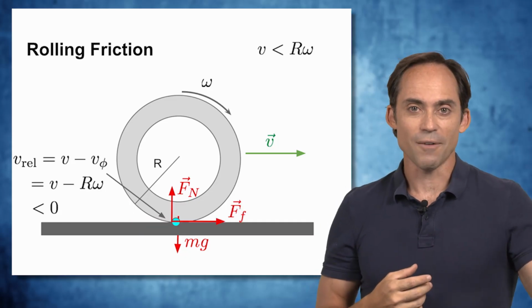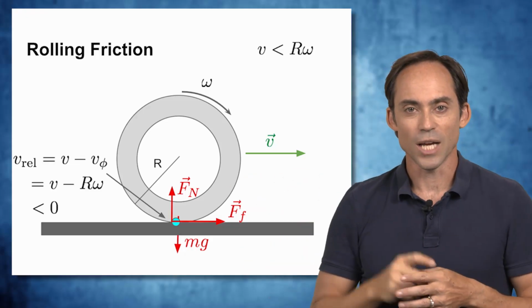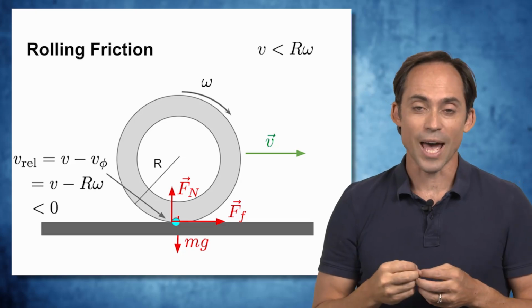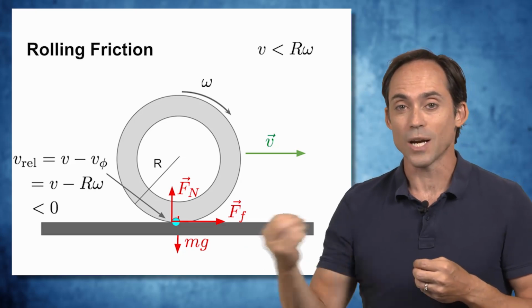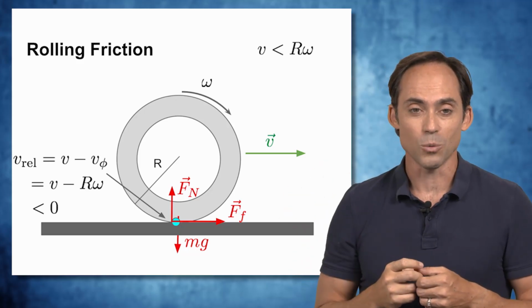On the other hand, if you have a wheel that's spinning faster than the actual speed of the wheel, right, that's a case where the wheel is slipping, then in fact the friction force is going to act in the opposite direction. It's going to act in the direction of linear motion, and it's actually going to act to slow down the spinning of the wheel.